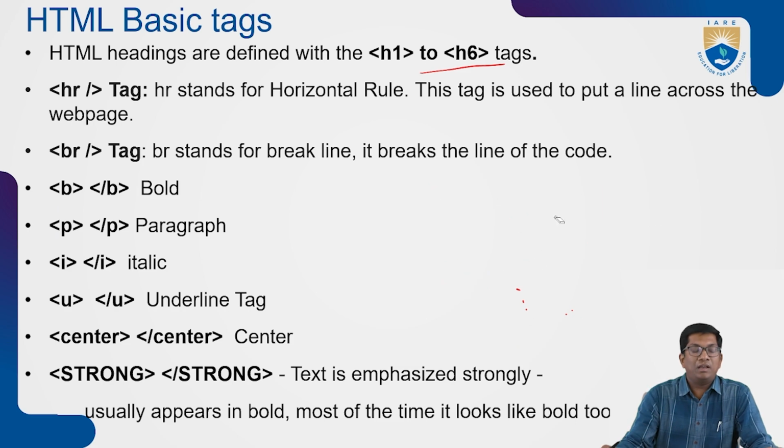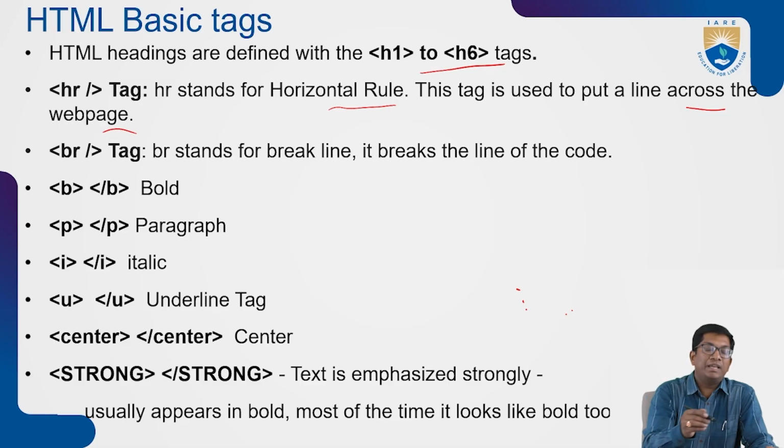Right. Next tag we have is the HR tag. HR stands for horizontal rule. This tag is used to put a line across the web page. If we want to divide or separate the paragraphs using a horizontal line, then use the HR tag.